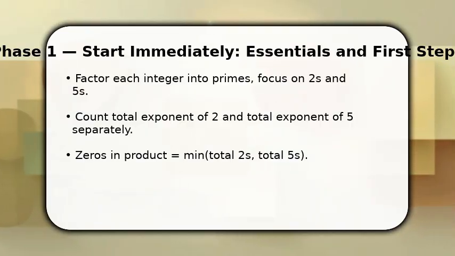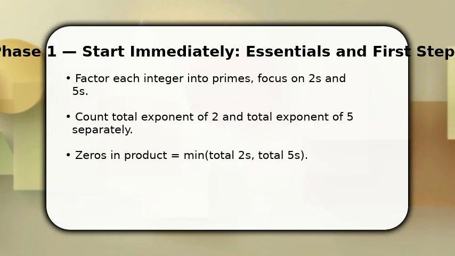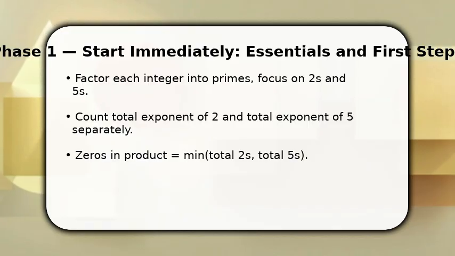You start by factoring each number into primes. Concentrate on 2 and 5 because they create trailing zeros. For each factor, add its exponent to a running total for 2s and for 5s. Do this now for every factor in the product, listing exponents beside each term.